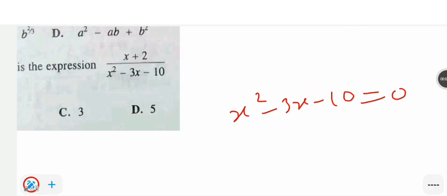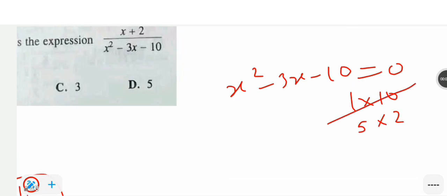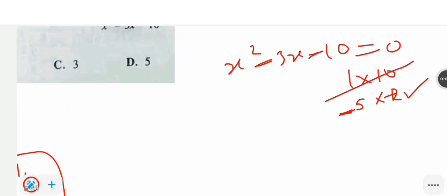So what numbers can give us 10? You have 1 times 10 and 5 times 2. This one cannot work out because 10 minus 1 or 10 plus 1 cannot be 3. So this is what I'm going to use, because 5 minus 2 is 3. So this middle sign here, you give it to the bigger one, which is 5. Then minus times minus, give it to the smaller number, which is 2. That will be plus. So don't write minus 3x anymore. You're going to write 5 and 2.